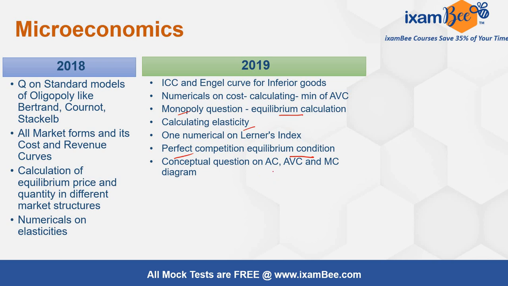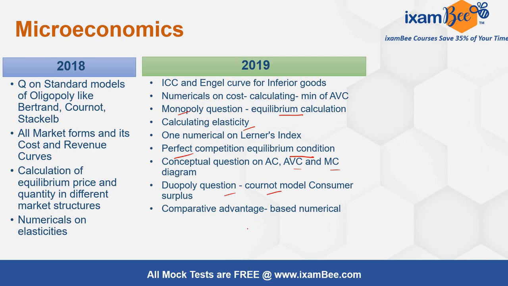Then conceptual questions on AC, AVC, marginal cost and the diagrams and curves related to these. A duopoly related question on the Cournot model. A comparative advantage related numerical was there, and a numerical on economic profit and substitution and income effect under the Hicks and Slutsky model. So these were the questions from microeconomics that were covered in 2019.